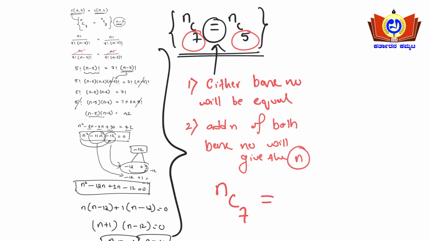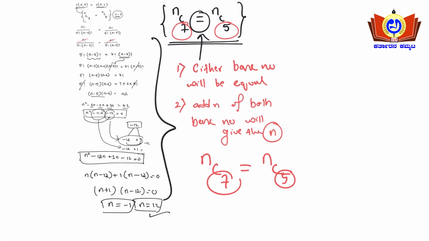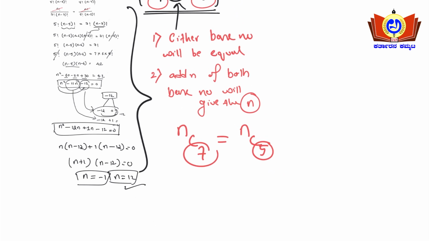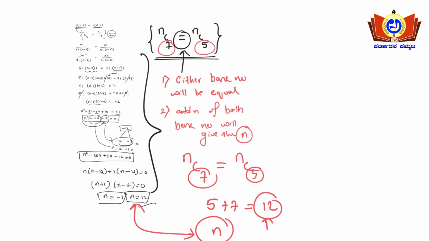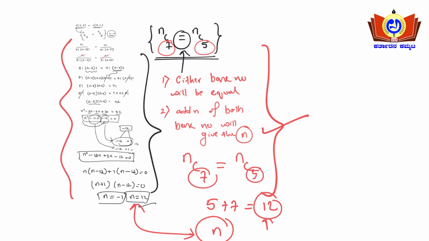So in this question, nC7 is equals to nC5. So base numbers are different here. If at all base numbers are different, then the addition of base numbers, that is 7 plus 5, will be equals to 12, and this will be the value of n here. So n equals 12 we got here. Without using pen or paper, this shortcut trick will work. Or else if you forget this shortcut trick, you need to solve such a long problem here. So n equals 12 is the answer here.